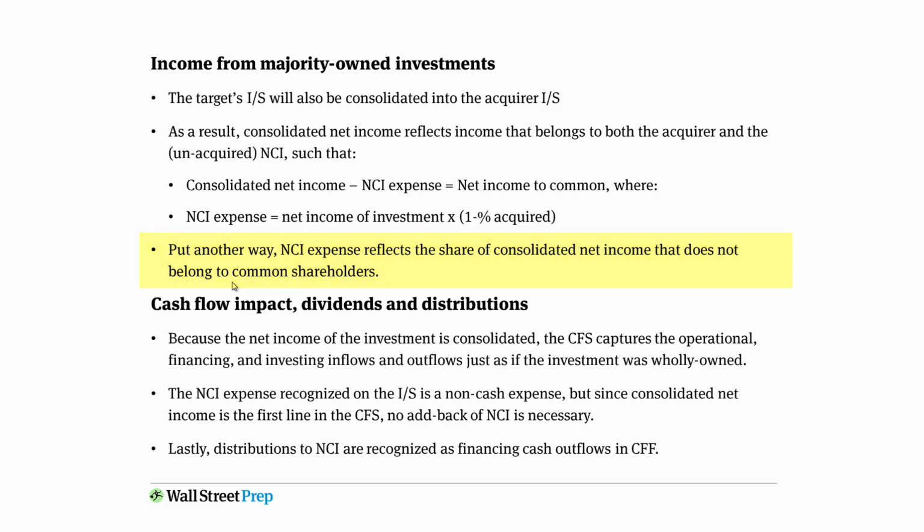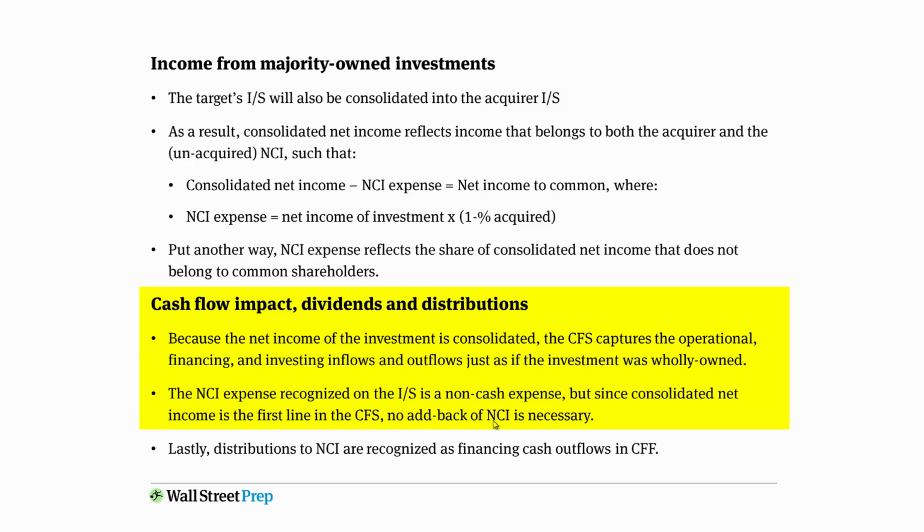In terms of the cash flow impact of this net income, as well as dividends and distributions from the investment, because the net income of the investment is consolidated, the cash flow statement captures the operational, financing, and investing inflows and outflows of the entire consolidated business, just as if the investment was wholly owned. The non-controlling interest expense recognized on the income statement is a non-cash expense, but since consolidated net income is the first line in the cash flow statement, no add back of non-controlling interest is actually necessary.